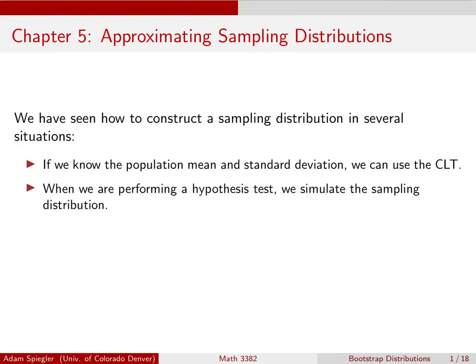So what we're going to do in this chapter is think about situations where we don't have all of the information about the population, but we still want to use sampling distributions to come up with some estimates about the population. So for example, we've been working with sampling distributions already, and in these cases, they pretty much fall into a couple of different types.